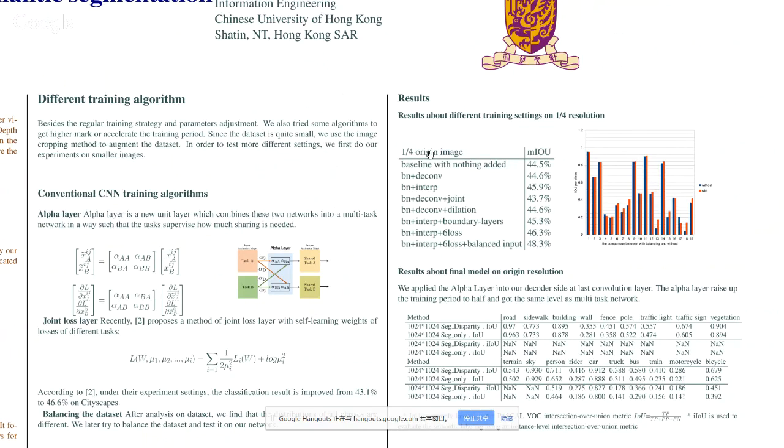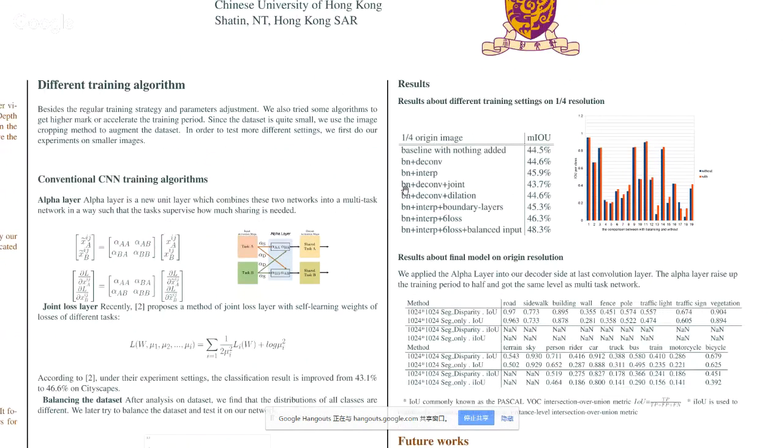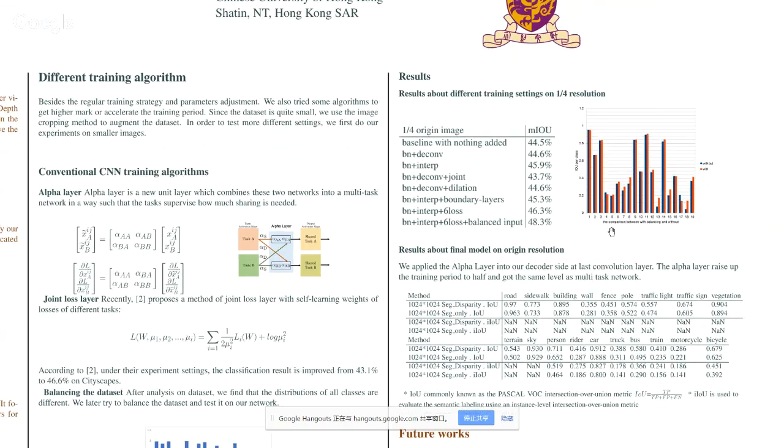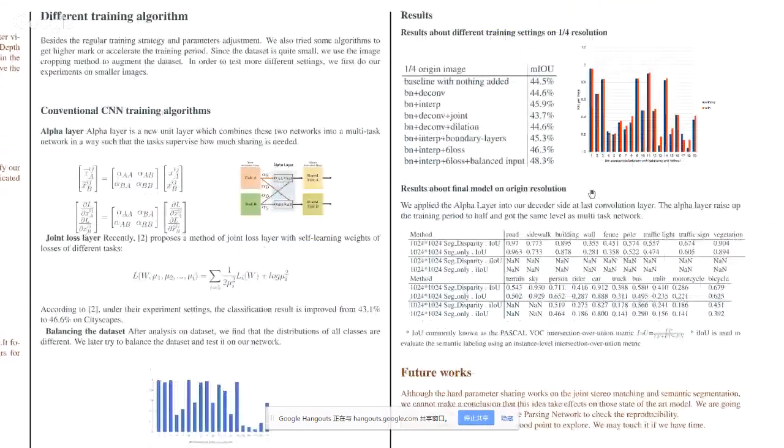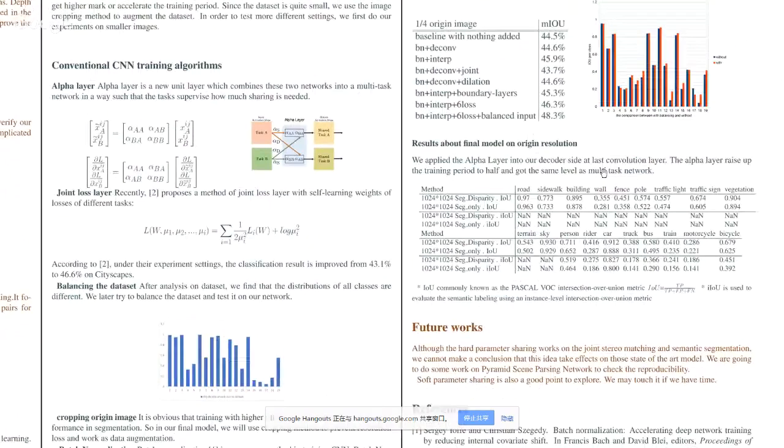Here I show the results of different settings, and we find that the joint loss layer does not perform well because our network is totally different from the network provided by that paper. And also we find balancing is quite useful, and it improved the final result. And later we use those settings on the cropped images at the original resolution.